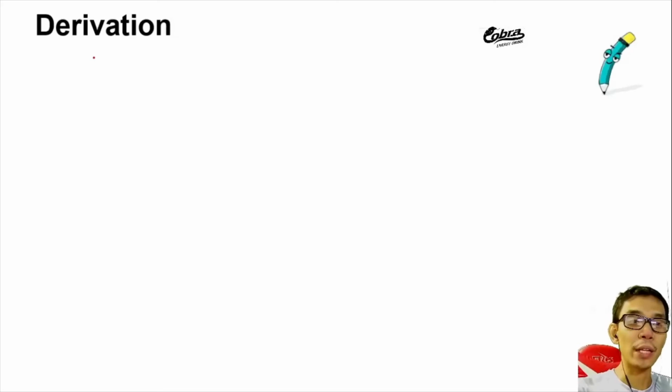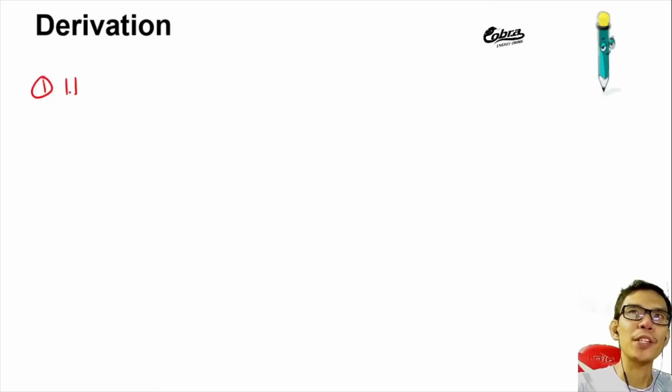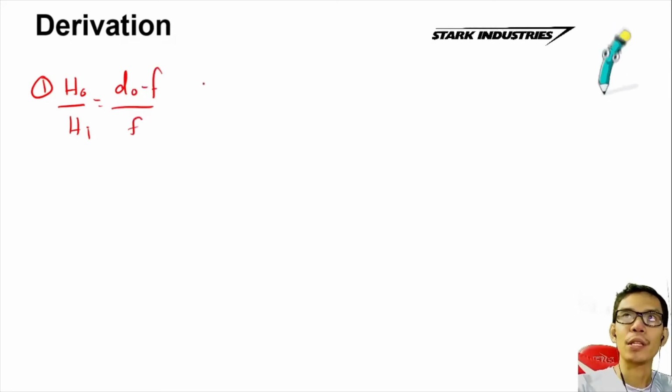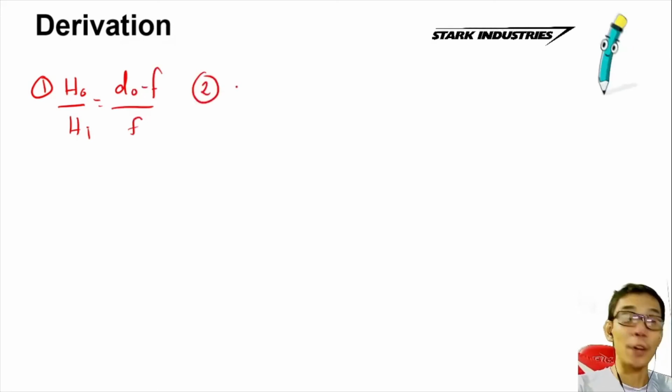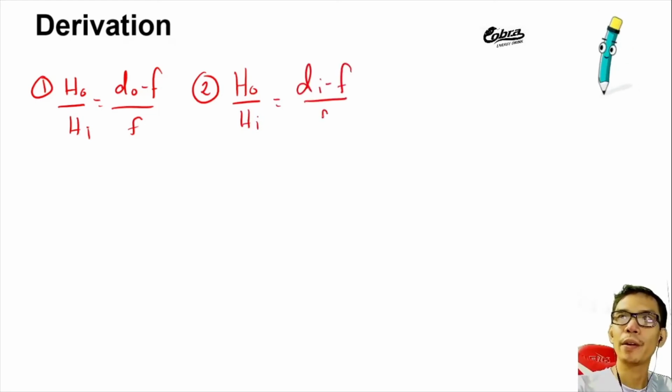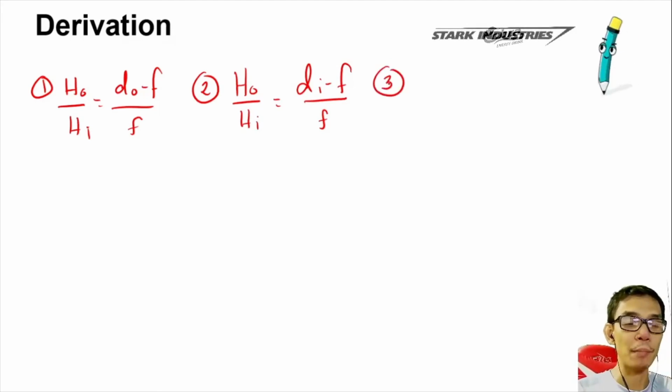Now we are ready to derive the mirror formula. So the first equation that we have encountered earlier is h sub I over h sub O is equal to d sub O minus f over f. The second equation that we have earlier is h sub O over h sub I is equal to d sub I minus f over f. So we need the third equation. The third equation doesn't require a diagram anymore.